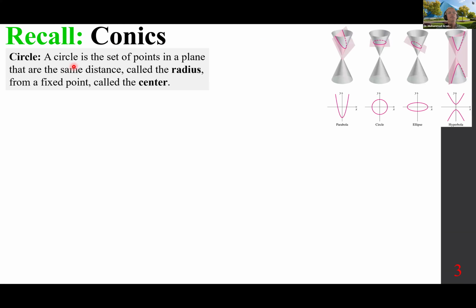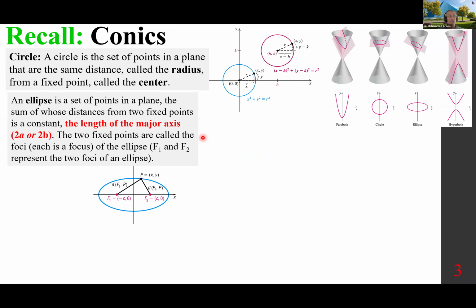Conics, circle. A circle is the set of points in a plane that are the same distance, called the radius, from a fixed point called the center. X squared plus y squared equals r squared, if it's centered at 0, 0. x minus h quantity squared plus y minus k quantity squared equals r squared, if it's centered at h and k.